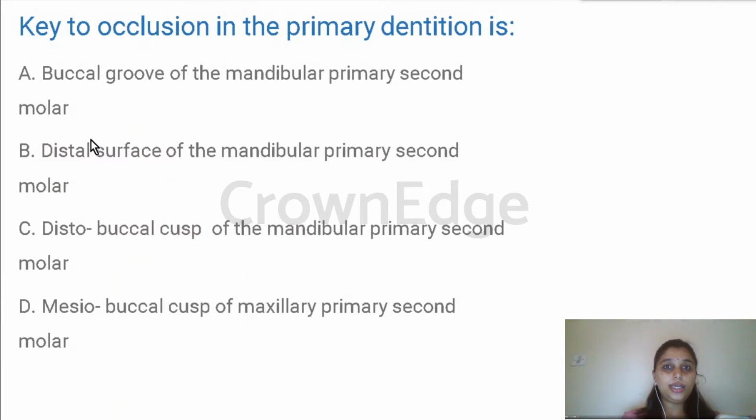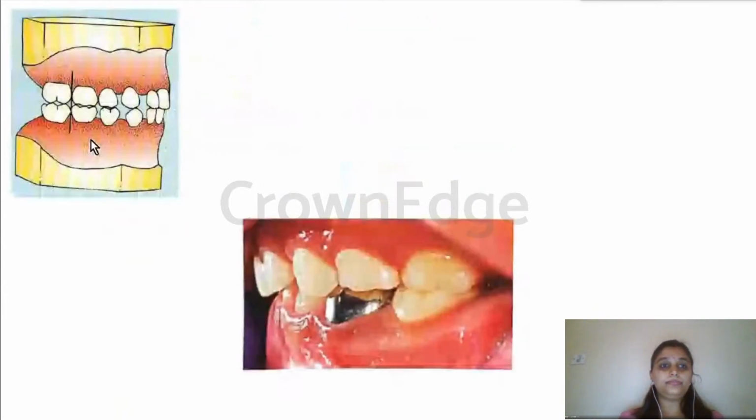The key to occlusion in the primary dentition is, here we have B and B. The answer is B, distal surface of the mandibular second primary molar. This is what we have been looking into, right? This distal surface is very important. If this distal surface is more mesial, it becomes a mesial step. If it is more distal, it becomes a distal step.